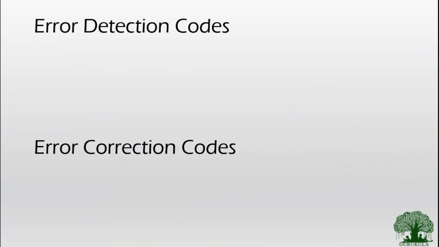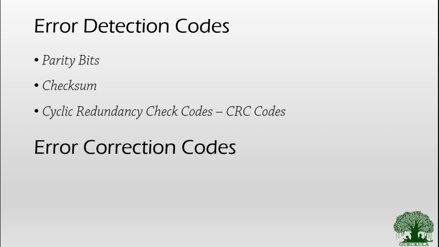So what are all the types of codes? We have different sets of codes for detecting errors, and different sets of codes for correcting errors. We will see them one by one. The first type is the parity bit, which is for detecting errors. The second type of code for detecting errors is checksum, and the third type is the cyclic redundancy check code, in short what we call CRC codes.